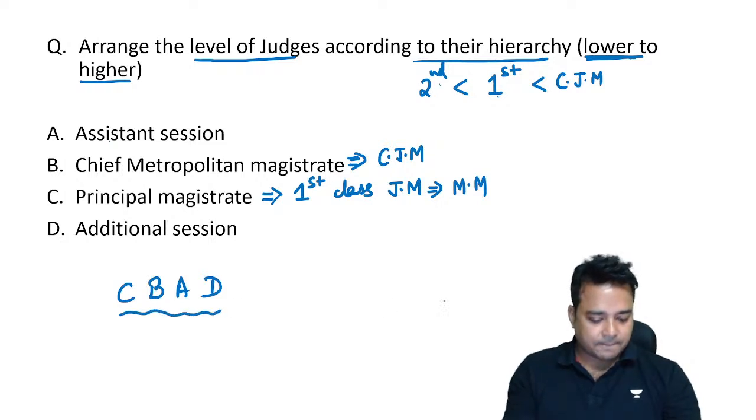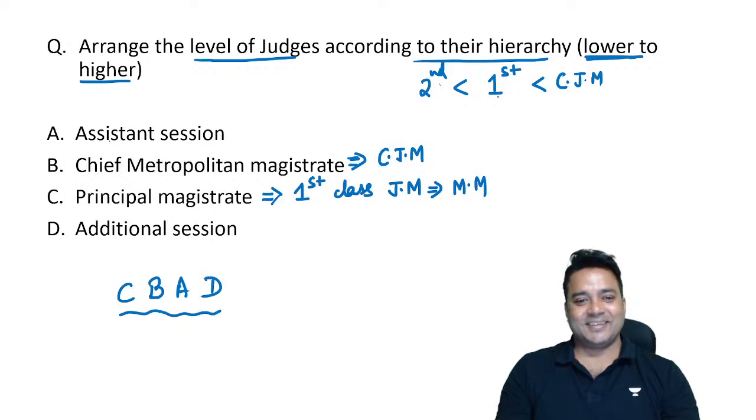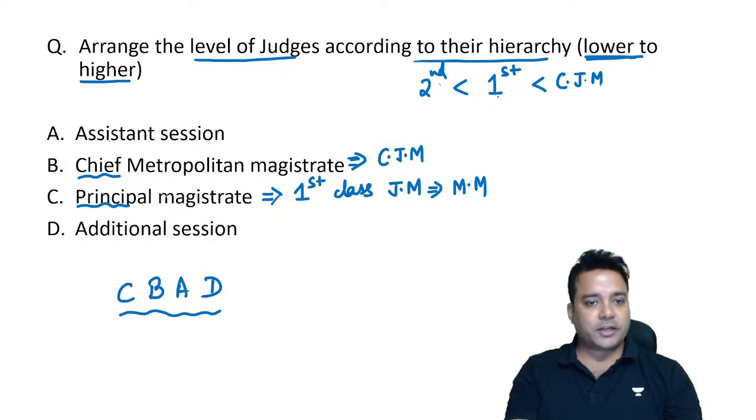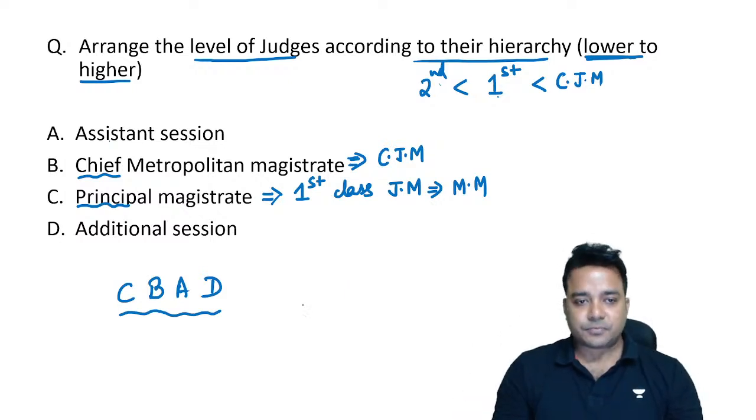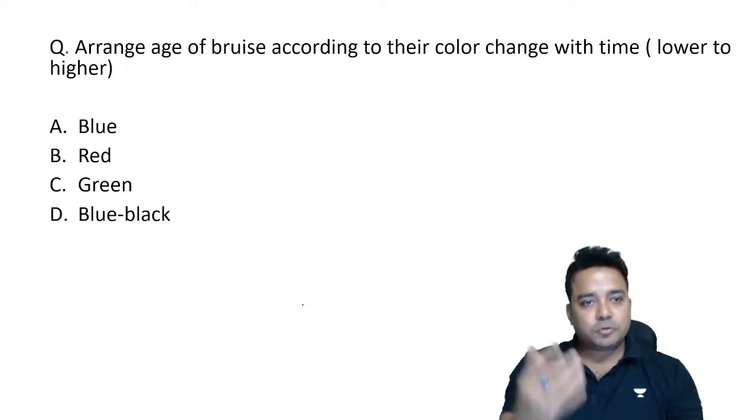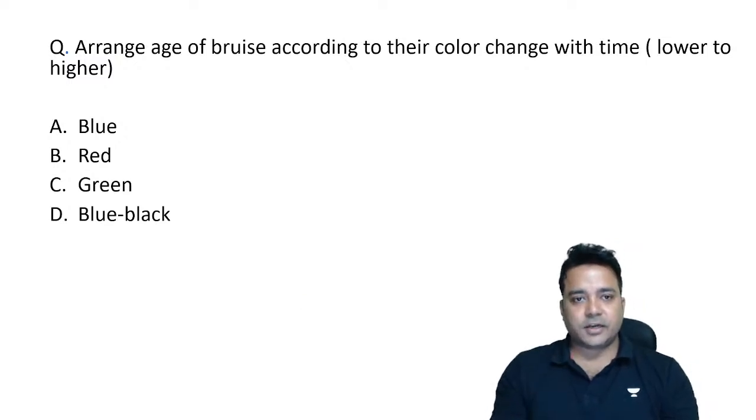किसी ने बनाया सही? हाँ, few people have answered it correctly. So this is the additional information which you need to have to solve any such. ये इंपॉर्टेंट एरिया है ना, जुवेनाइल जस्टिस एक्ट इज इंपॉर्टेंट एक्ट. इसको भी सॉल्व कर लो. लास्ट क्वेश्चन फॉर द डे. अरेंज द एज ऑफ ब्रूज अकॉर्डिंग टू द कलर चेंज विद टाइम.